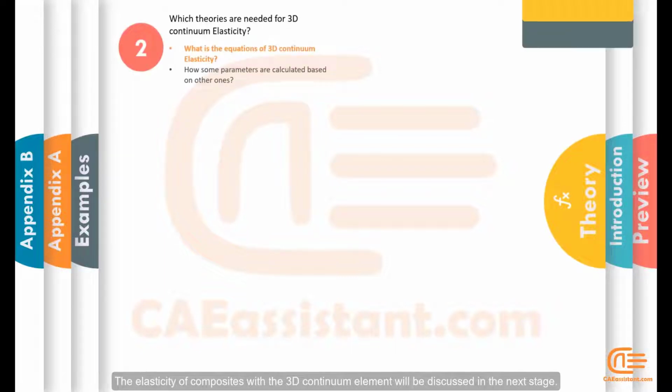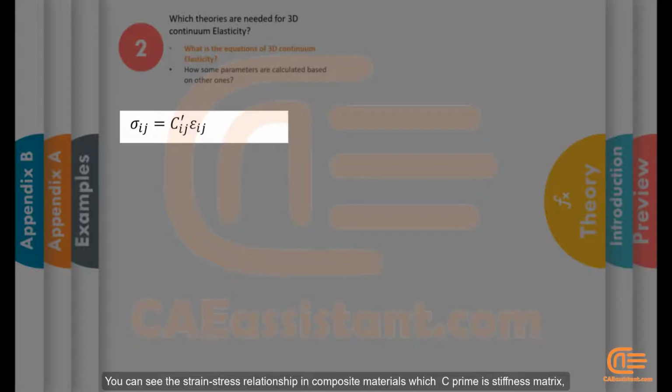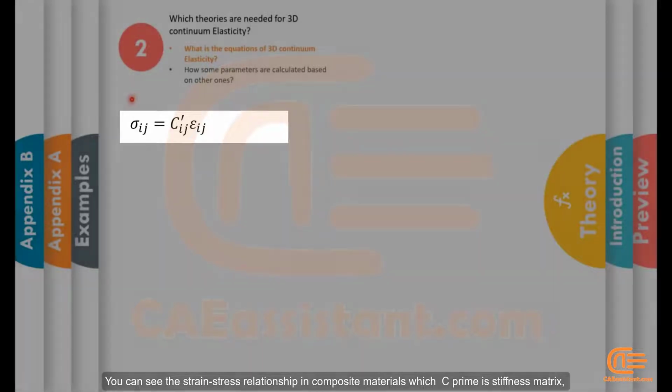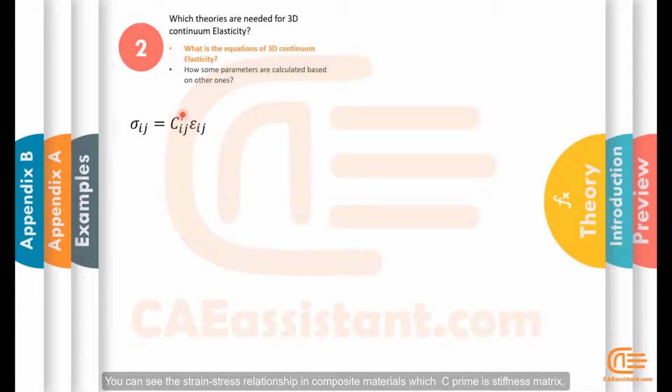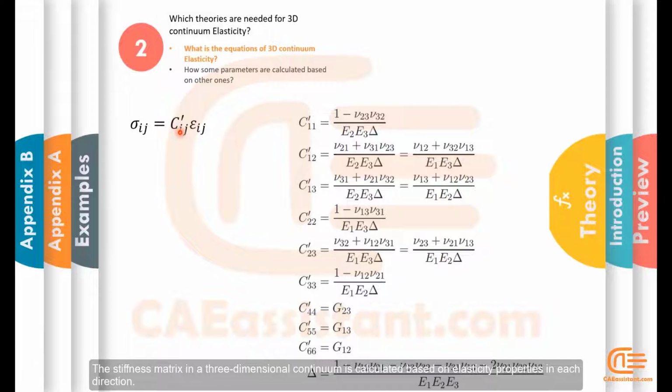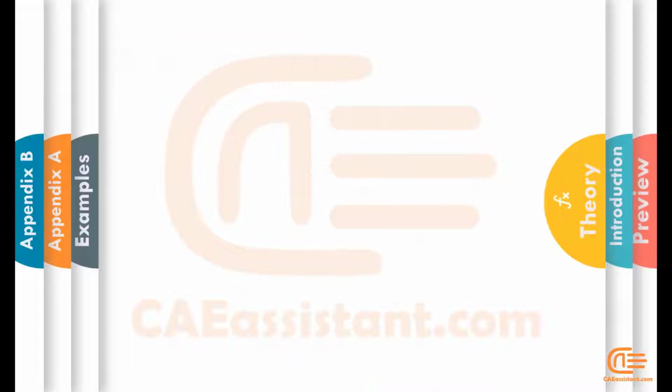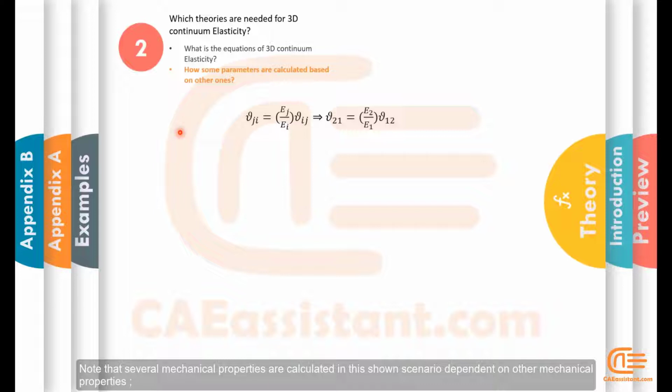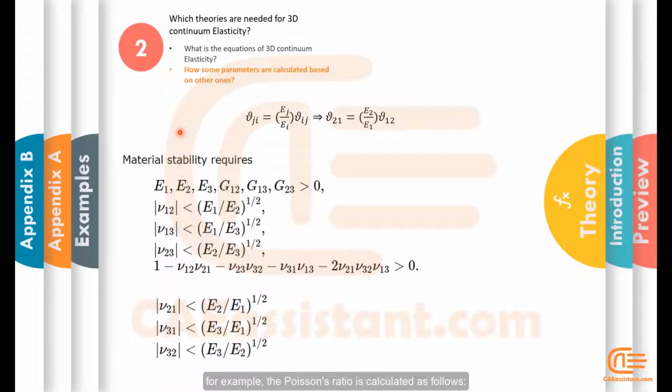The elasticity of composites with the 3D continuum element will be discussed in the next stage. You can see the strain-stress relationship in composite materials, in which C is the stiffness matrix. The stiffness matrix in a three-dimensional continuum is calculated based on elasticity properties in each direction. Note that several mechanical properties in this scenario are calculated depending on other mechanical properties. For example, the Poisson's ratio is calculated as follows. In addition, there are a few items that are required for the material's stability that must be addressed in the information booklet, which is available in its entirety here.